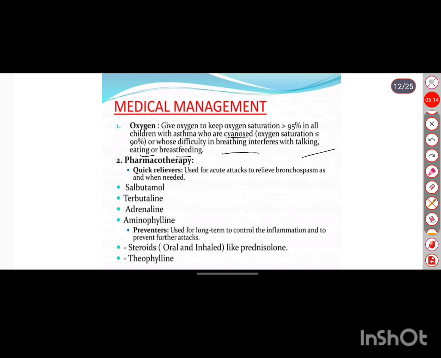Next, pharmacotherapy. We need to give quick relievers to get rid of these acute asthmatic attacks. Especially bronchospasm can be relieved with the help of the following drugs like salbutamol, terbutaline, adrenaline, aminophylline. And also, to control the inflammation and further attacks, we need to take certain preventers like steroids, which are usually given in oral form, and inhaled steroids, and also theophylline.